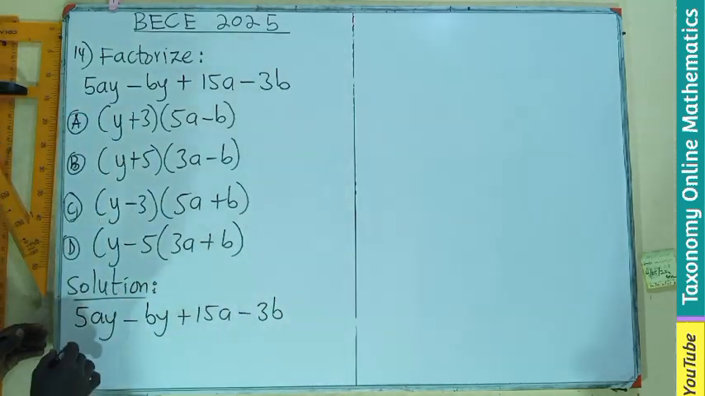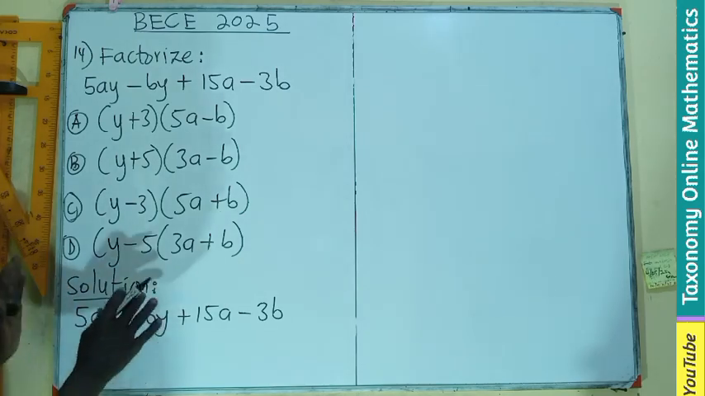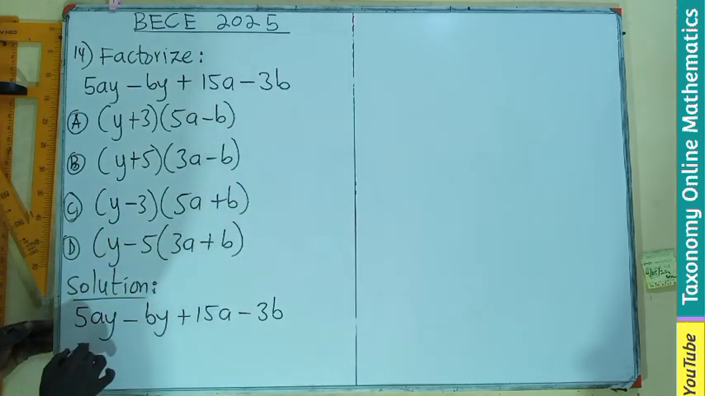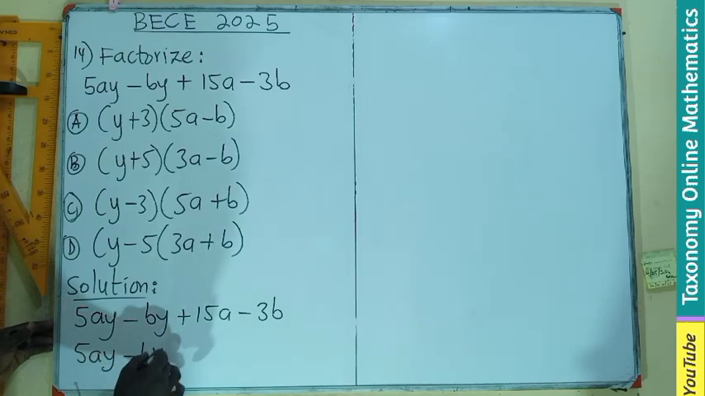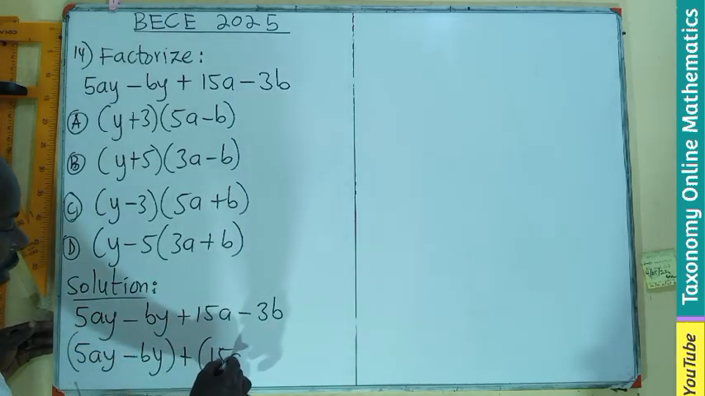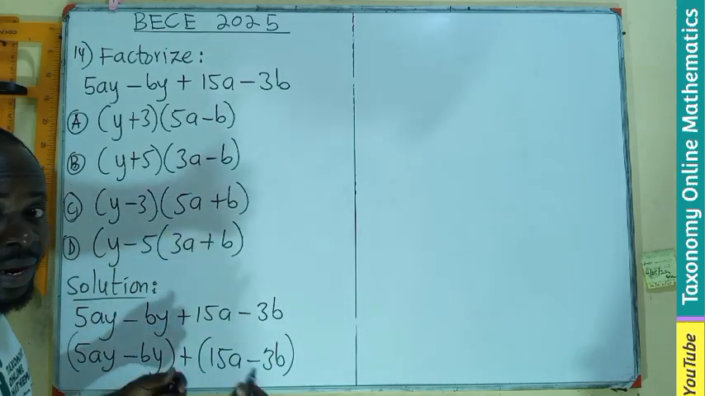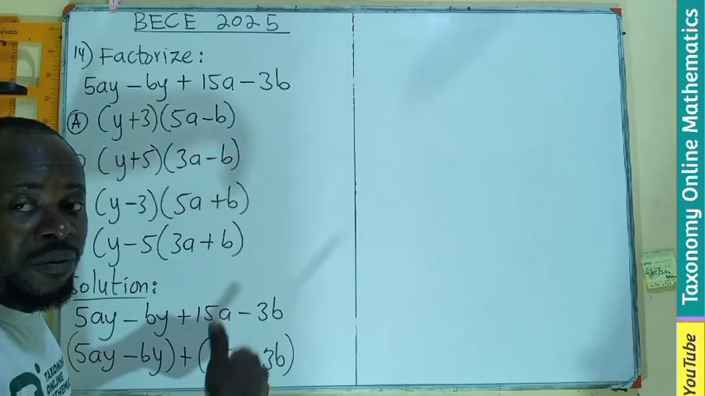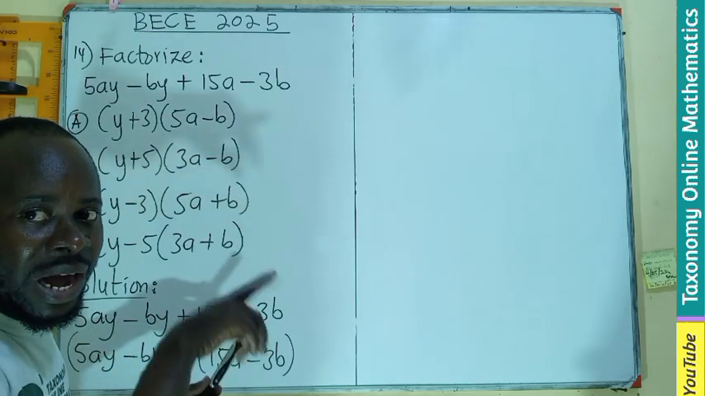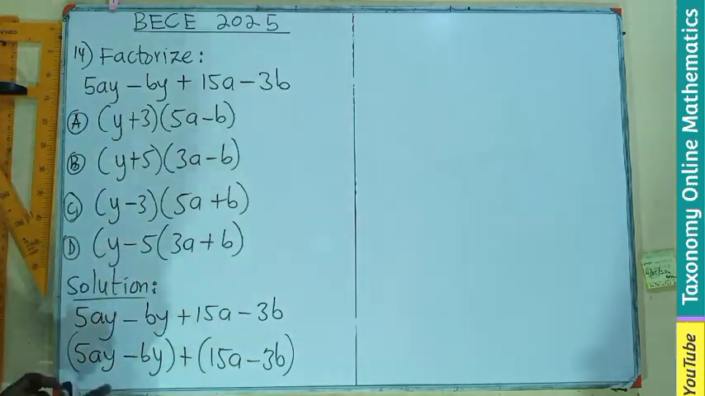So we group the first two the way they are, or you can rearrange, but I think the way they are will be okay. Minus by, you group this, then plus 15a minus 3b. If after grouping the way they are you cannot find a common factor, then we can rearrange it further. So we are looking for a common factor between the first two terms.